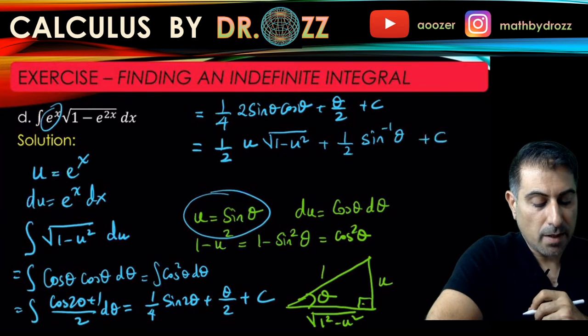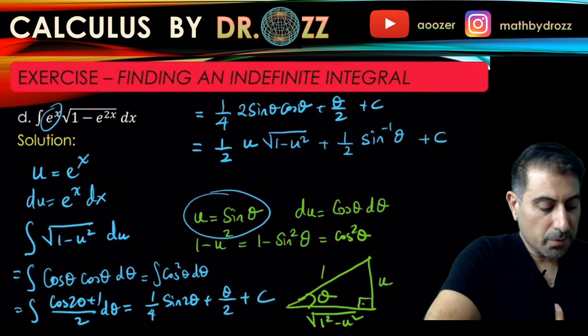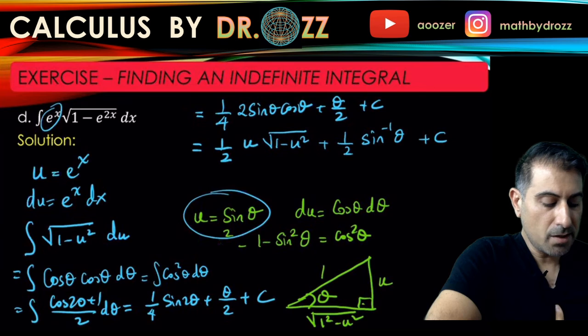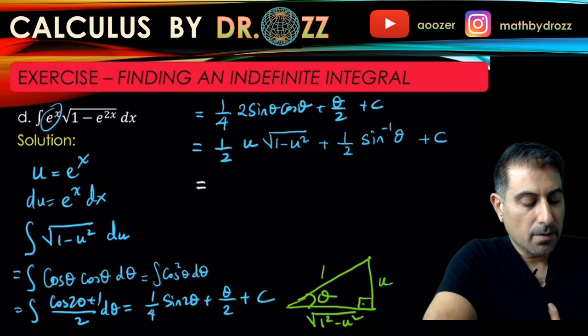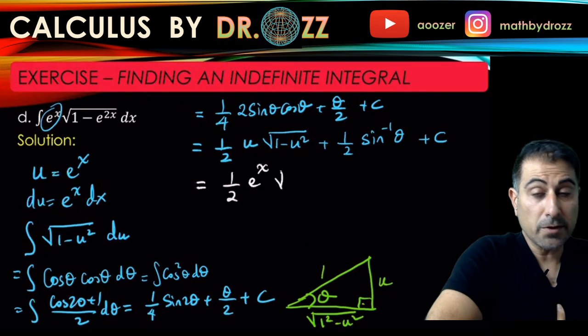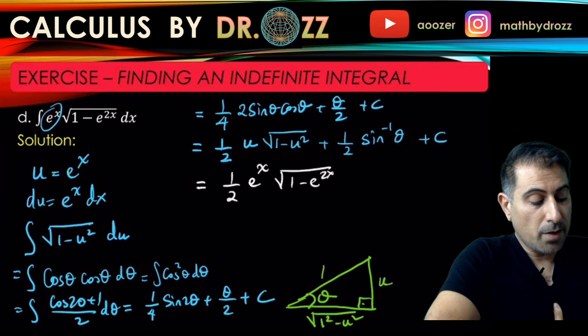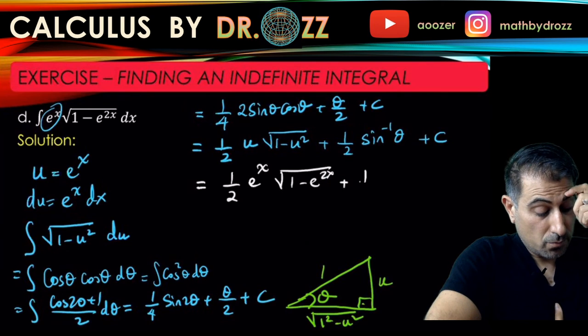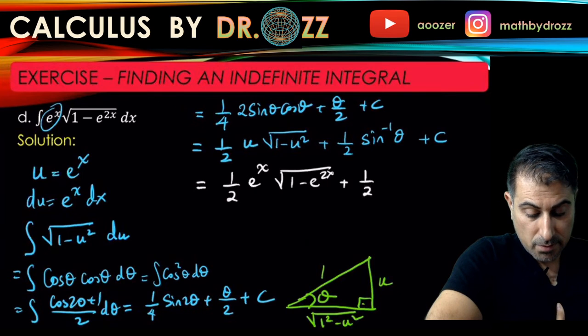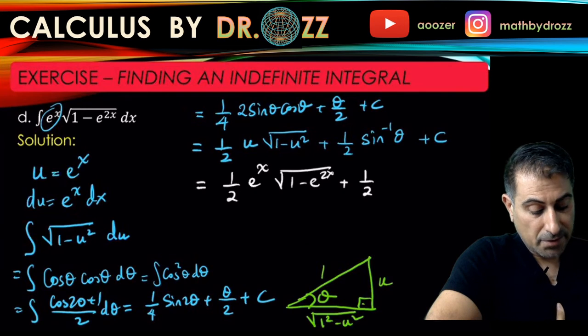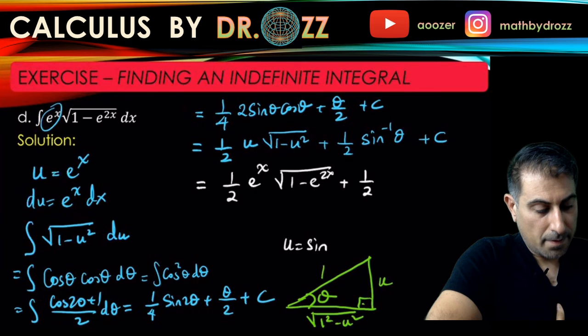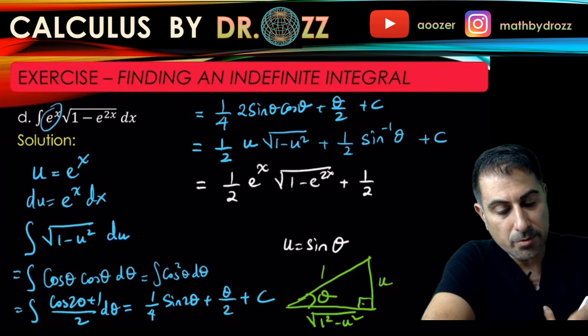And we have to keep substituting back. Let me erase this part. I don't need this anymore. So all we need is to back substitute u, okay? So 1/2 e to the x times the radical of 1 minus e to the 2x, which is the square of e to the x, right? And then 1/2 theta is, let's see, I should have kept the transformation here, u equals sine theta, right? And theta equals sine inverse. This is u, I'm sorry. This should be u.